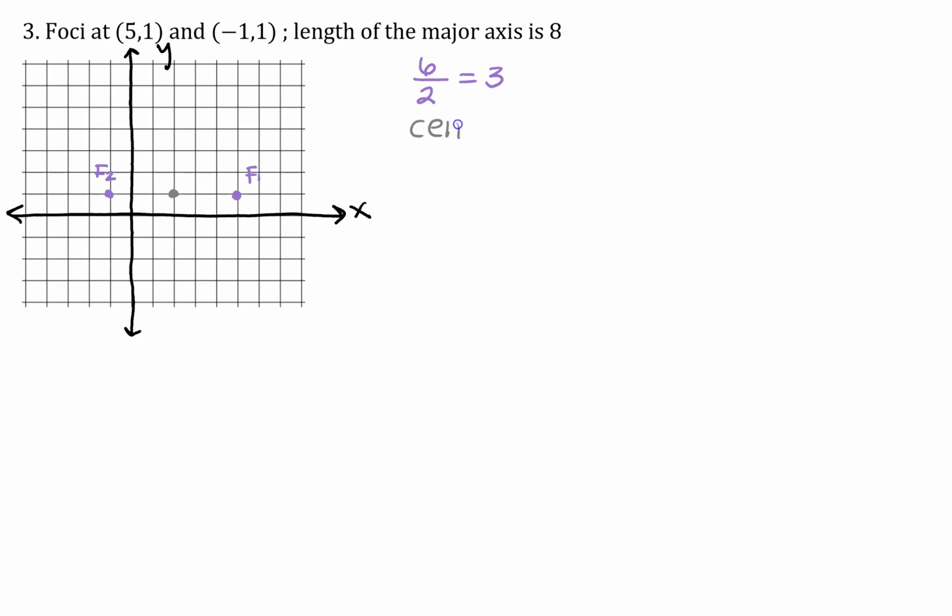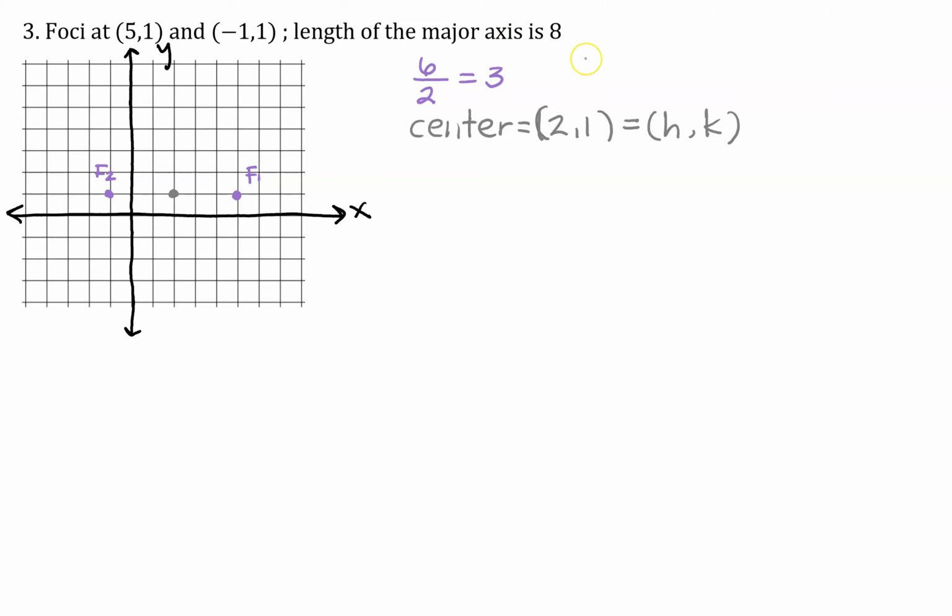So our center, and again, I found that by taking how far apart the two foci were and dividing that by 2. So our center is at the point (2, 1). We were given that the length of the major axis is 8.